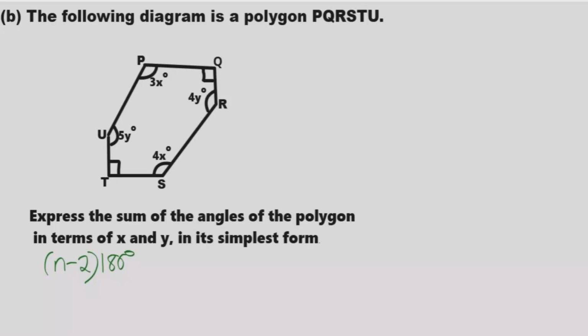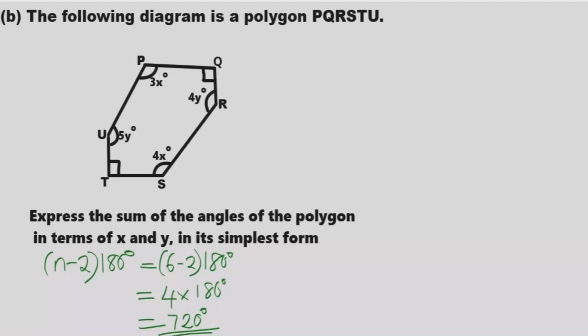Okay, so in this case, we have a polygon that has 6 sides. So we can say open bracket 6 minus 2 close bracket times 180 degrees. Then what do we do now? We evaluate. 6 minus 2 will give us 4. Then 4 times 180 degrees, when we multiply, will give us 720 degrees. So this is the total sum of interior angles of this polygon.